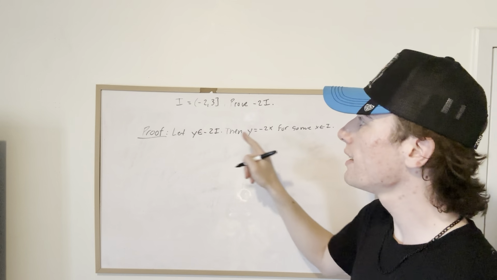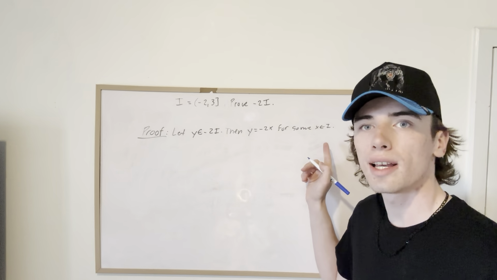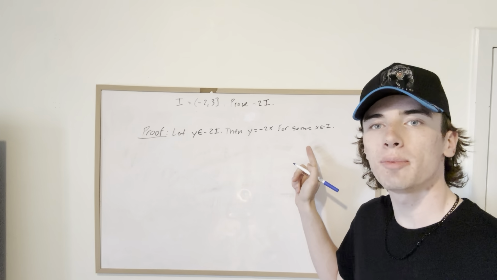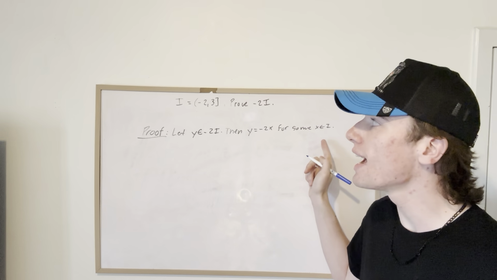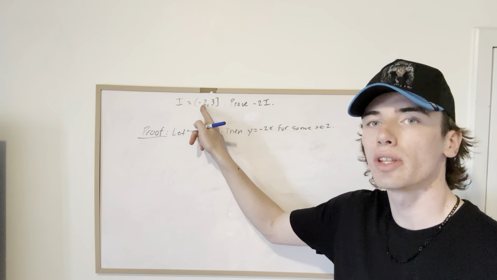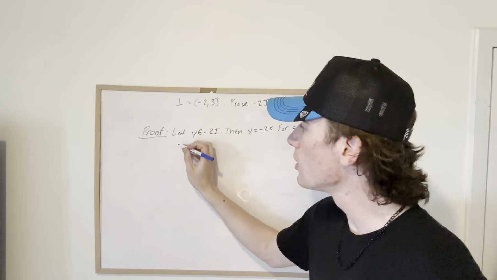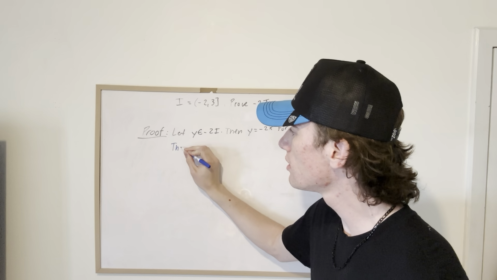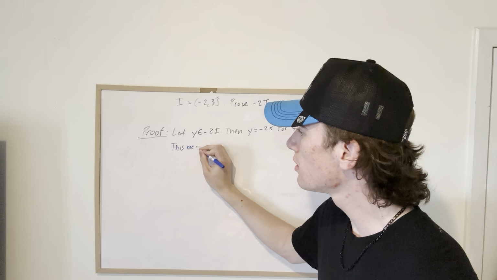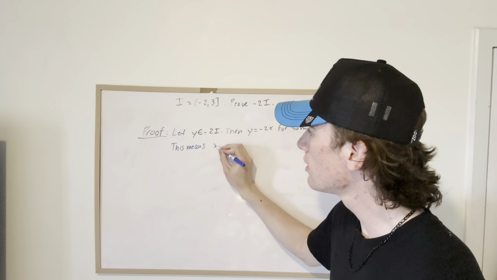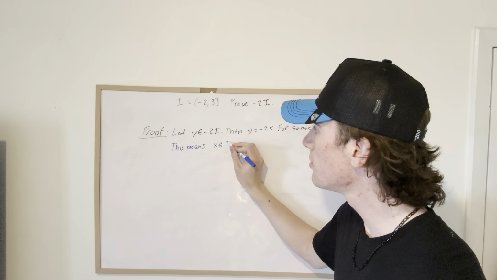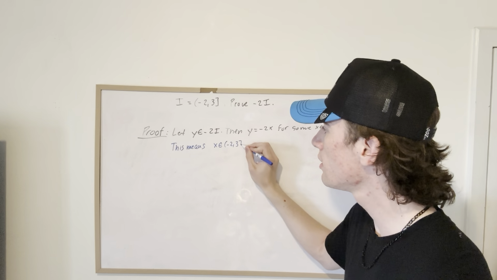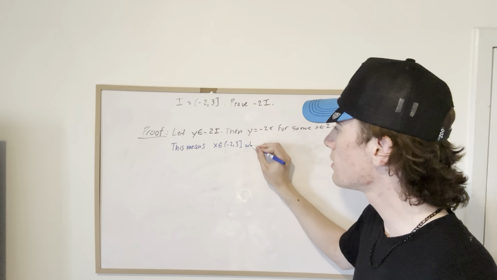What's the interval I again? It's just this, (-2, 3]. We're saying that x is in I, so what does it mean for x to be in I? It means that x is in the interval (-2, 3].